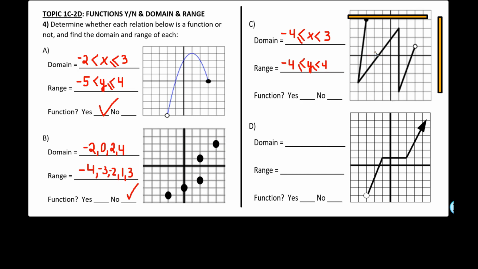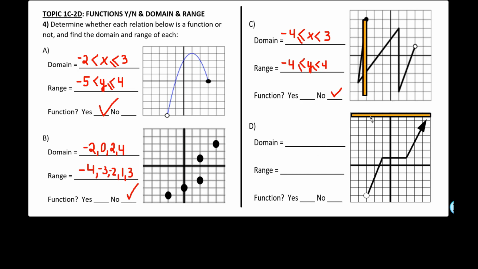And is this a function? Well, let's do the vertical line test. Remember, the vertical line test says that you're only supposed to touch one point at a time. But right here, I'm touching many points. And also over here, if you notice, I'm touching 2 points at the same time. So that means this line is not a function.